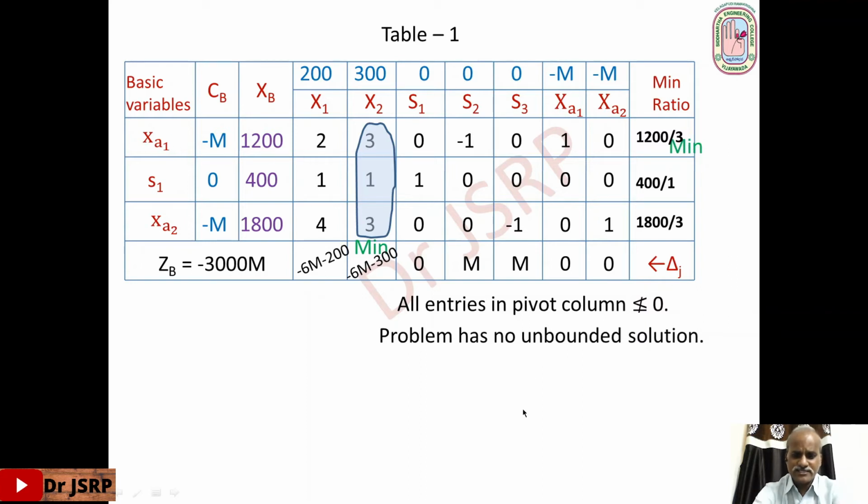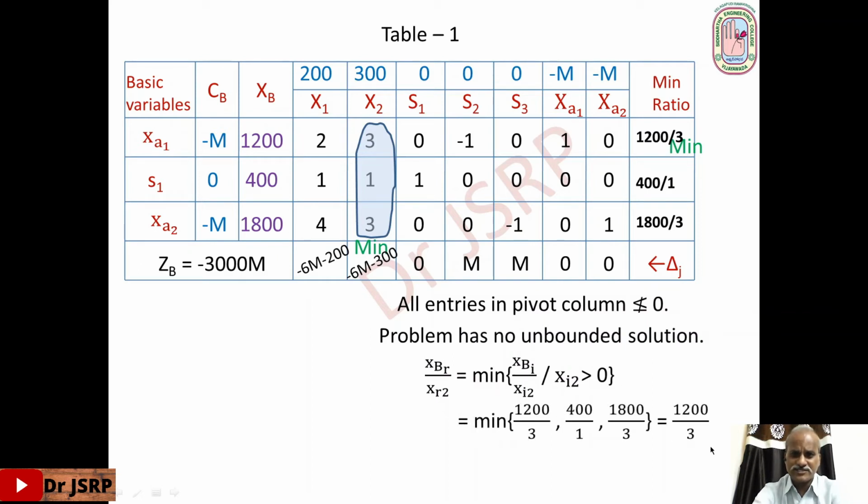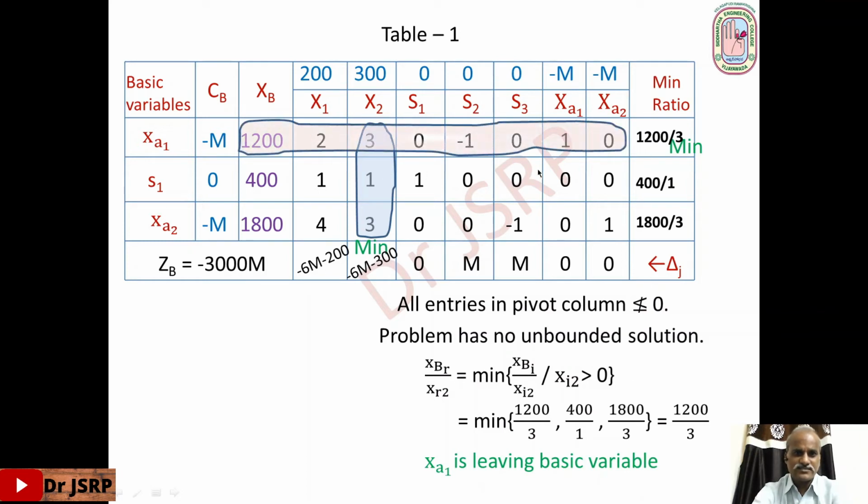Write in mathematical notation xbr by xr2, since the entering basic variable has suffix 2, so xr2 equals the minimum of xbi by xi2 such that xi2 is greater than 0. So the minimum of these three ratios, this is the minimum ratio. So the corresponding variable is xa1. xa1 is the leaving basic variable. So circle this. This is the pivot row. So in the next solution, this basic variable xa1 is replaced by this non-basic variable x2, and the other two remain the same.